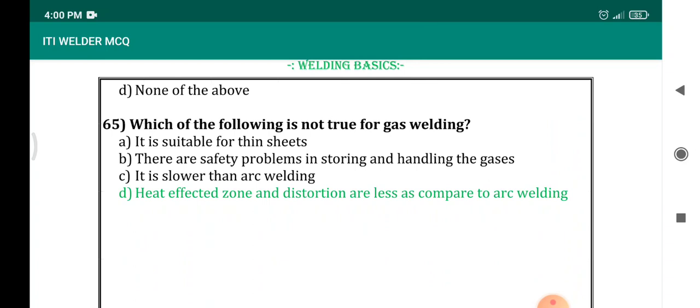Which of the following is not true for gas welding? It is suitable for thin sheet. Yes. There are safety problems in storing and handling this gas. That's correct. It is slower than arc welding. Yes. Heat affected zone and distortion are less compared to arc welding. No, in gas welding the heat affected zone and distortions are the same or more compared to arc welding.